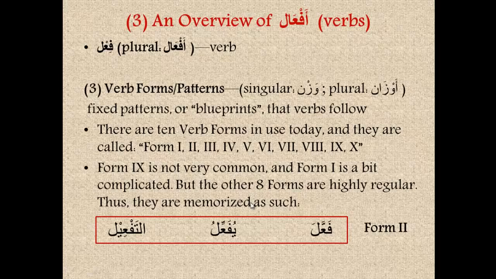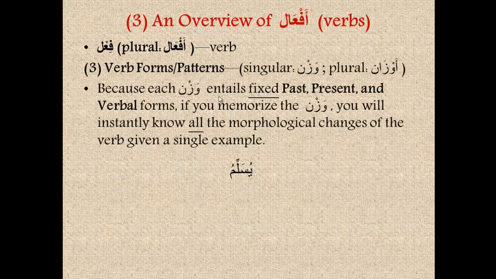Why do we memorize verb forms? Why do we memorize awzan? Because they are so powerful in giving us the ability to accurately predict structures and morphological changes of a particular verb. And I'm going to show you how that works in the following slide. Because each wazn entails a fixed past, present, and verbal form. If you memorize the wazn, you will instantly know all the morphological changes of the verb given a single instance or a single example of that verb.